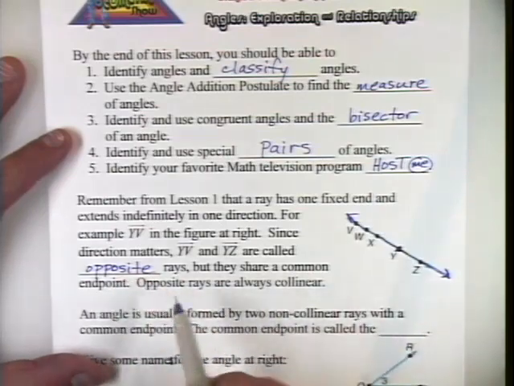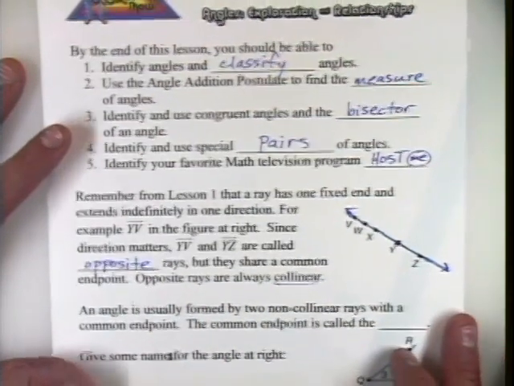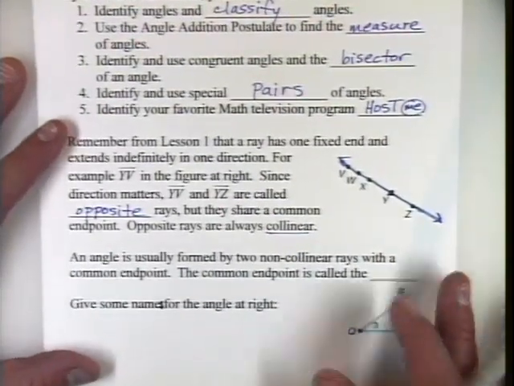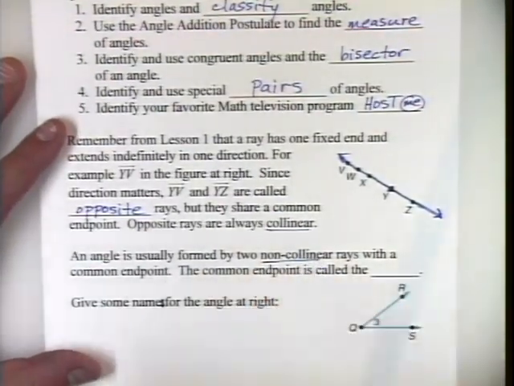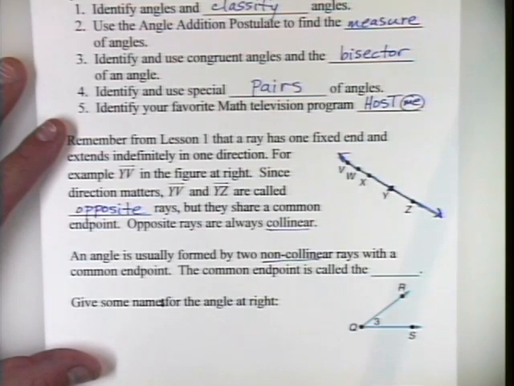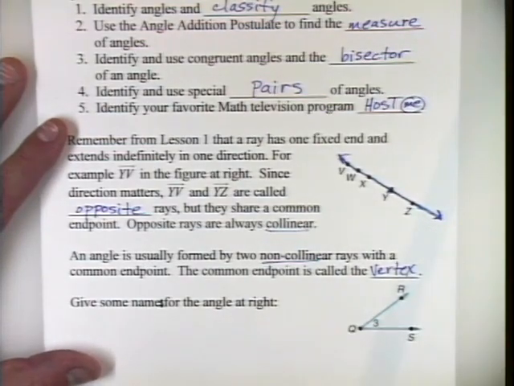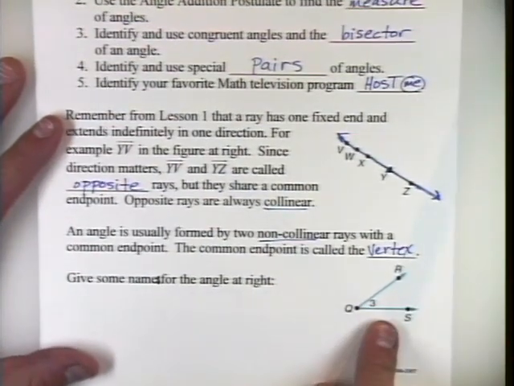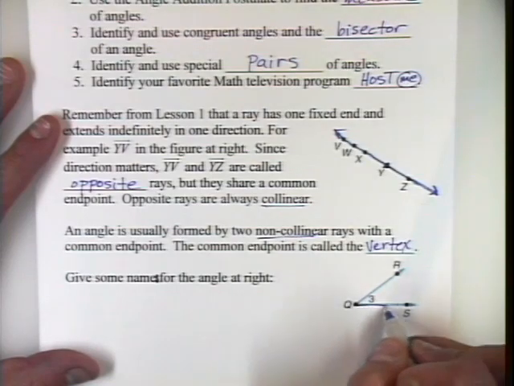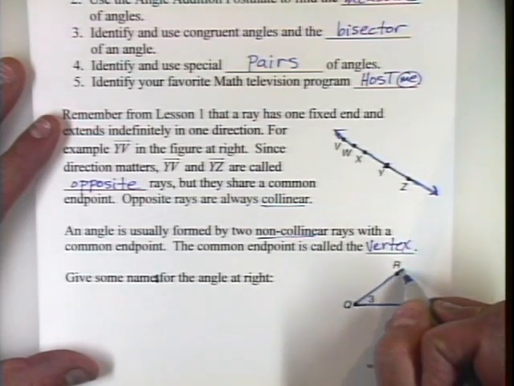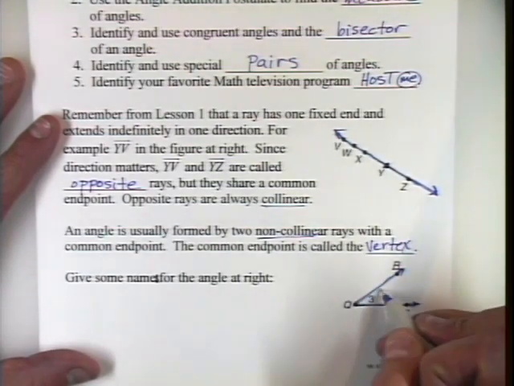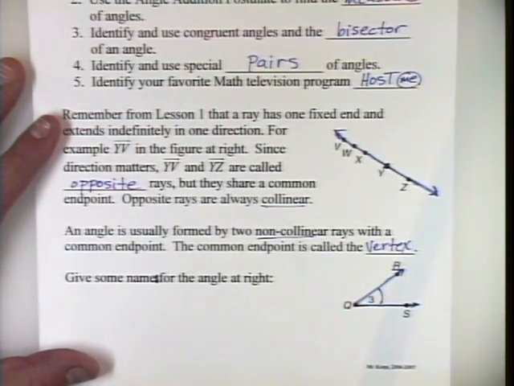And opposite rays are always collinear, which means they are on the exact same line. Now, an angle is usually formed by two non-collinear rays, meaning they're not on the same line, with a common endpoint. The common endpoint is then called the vertex of the angle. Now, if you look at this angle down here, I've given you an example. I have ray QS and ray QR. The angle is formed by the distance between the two rays.